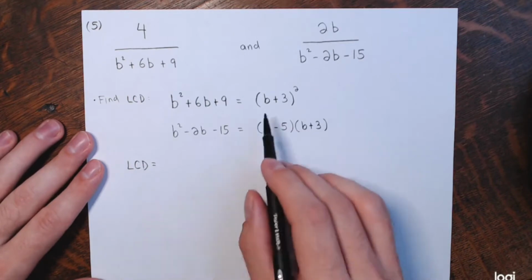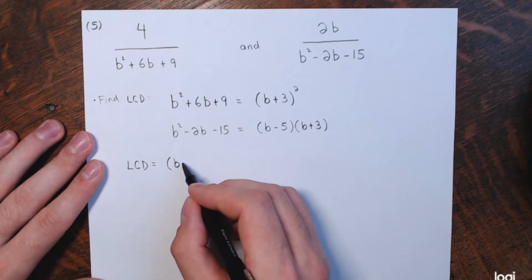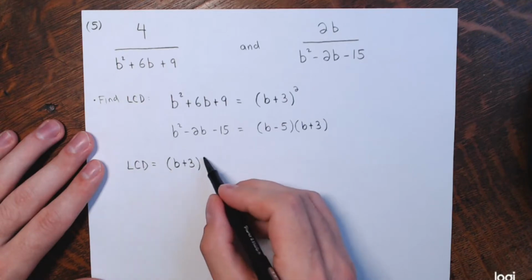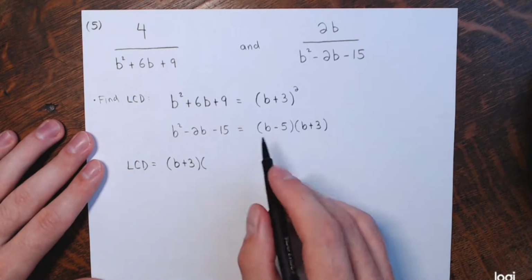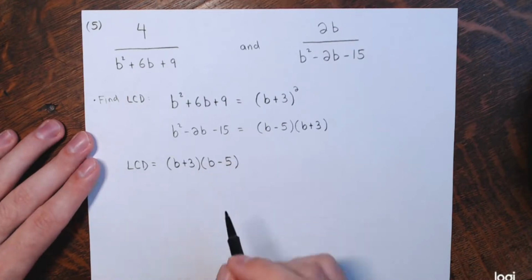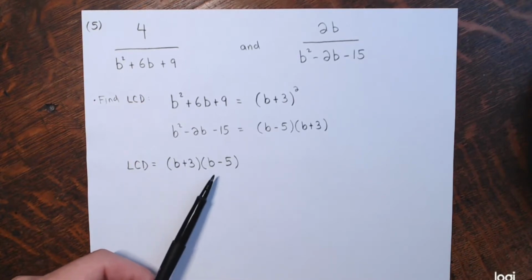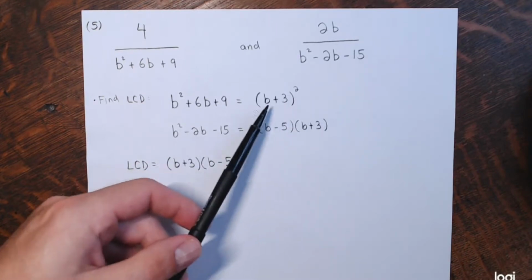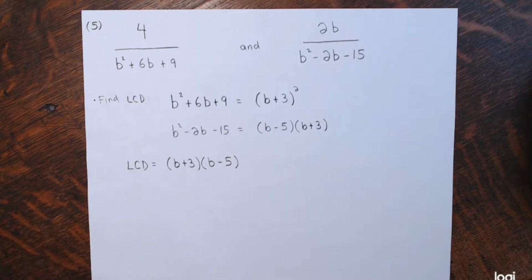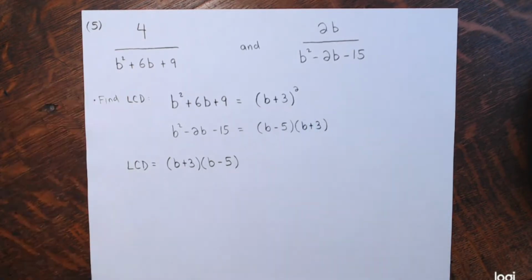You just list off the factors that show up. There's b plus 3's, so I write b plus 3, times, there's a factor of b minus 5 in the denominator, in the LCD. And those are it. Those are the only factors that show up in these factorizations of the denominators here. Alright, so here comes the part that we haven't seen yet.